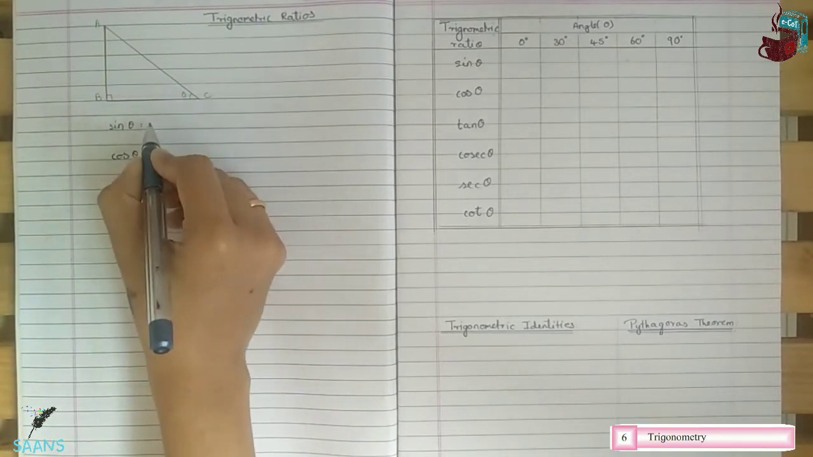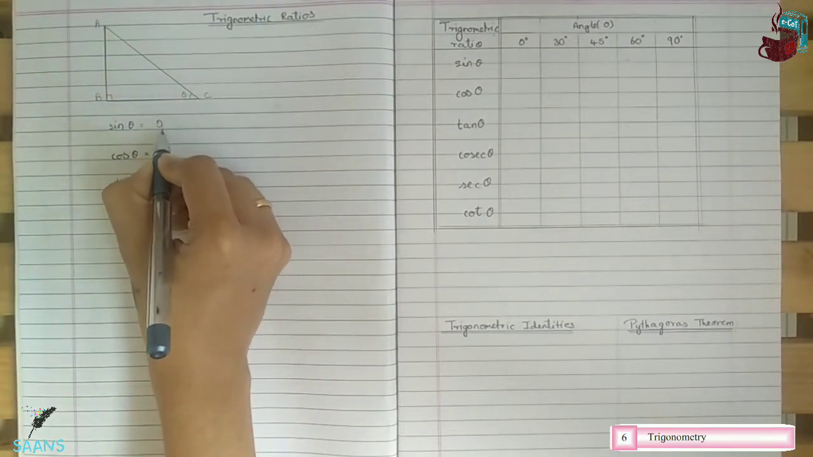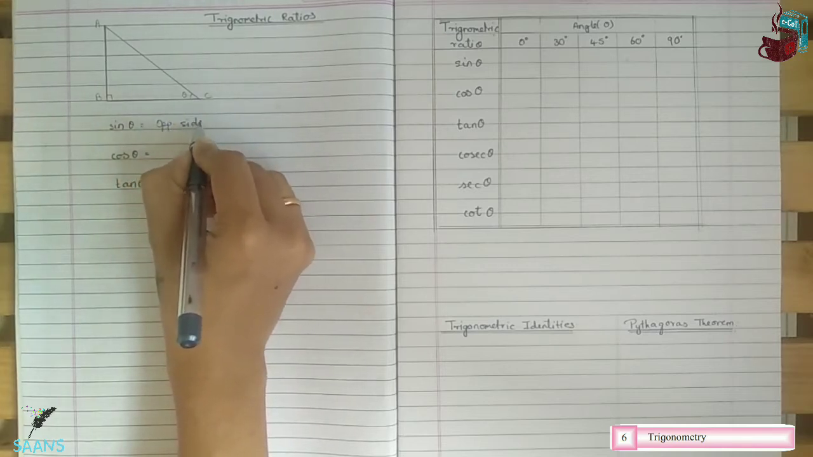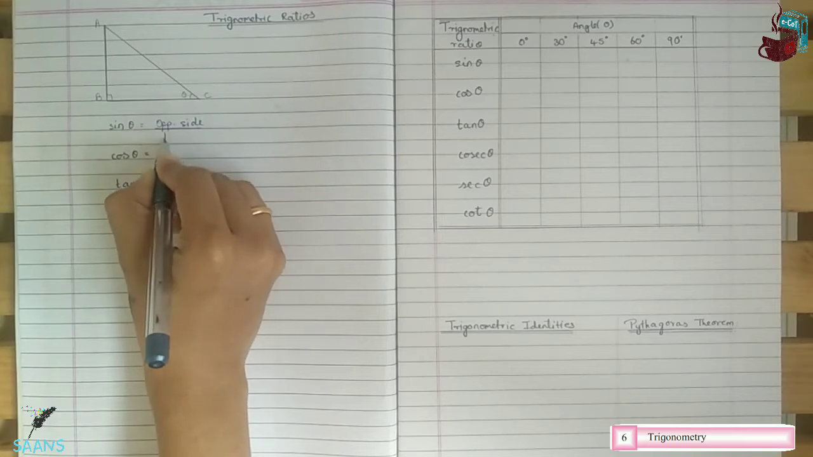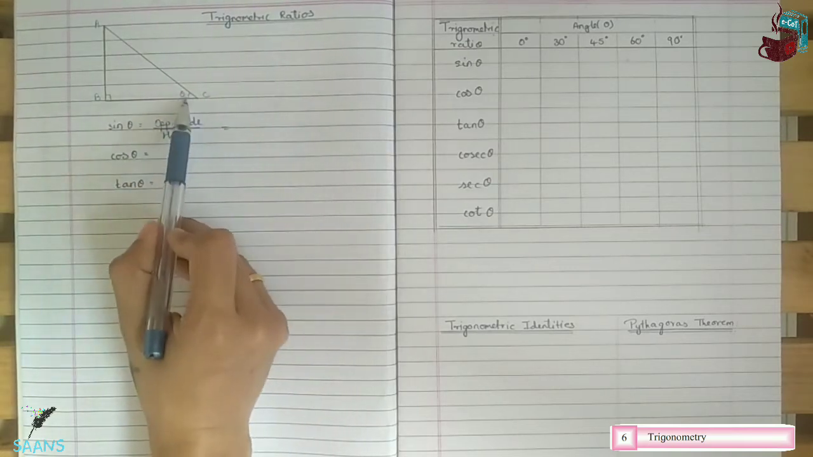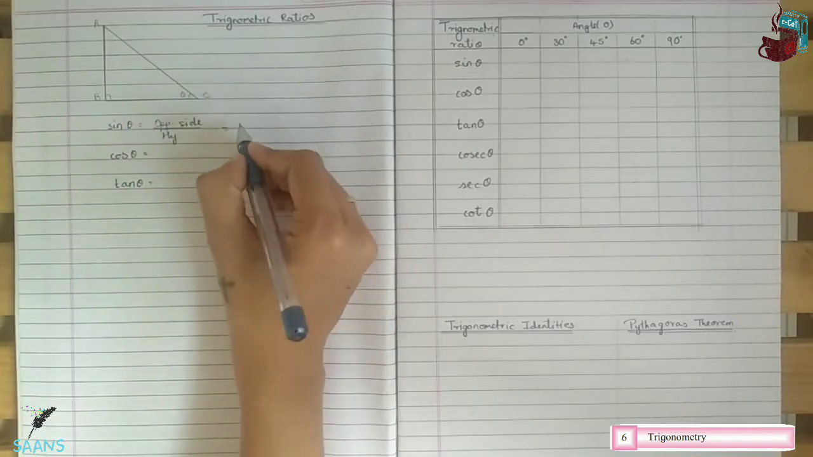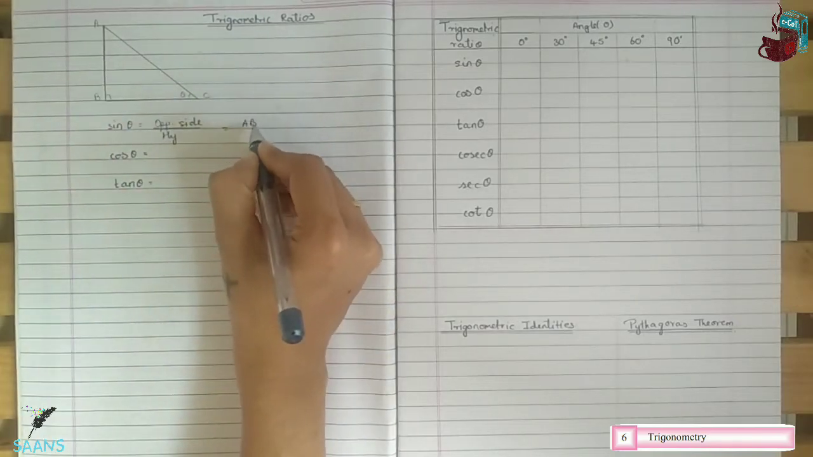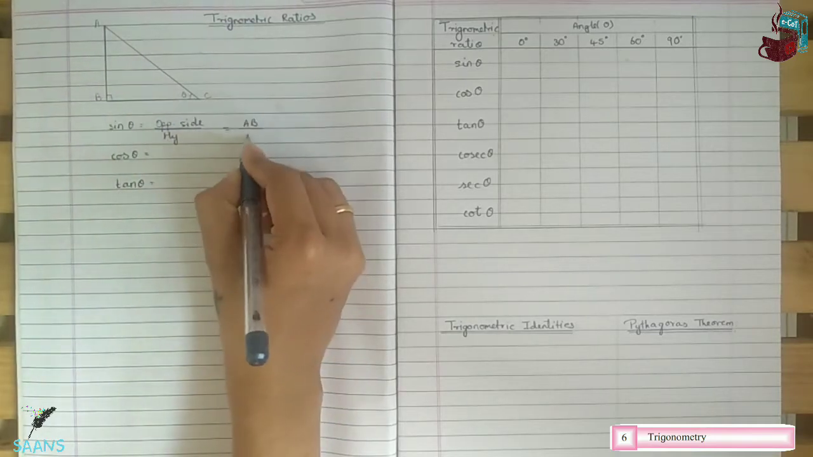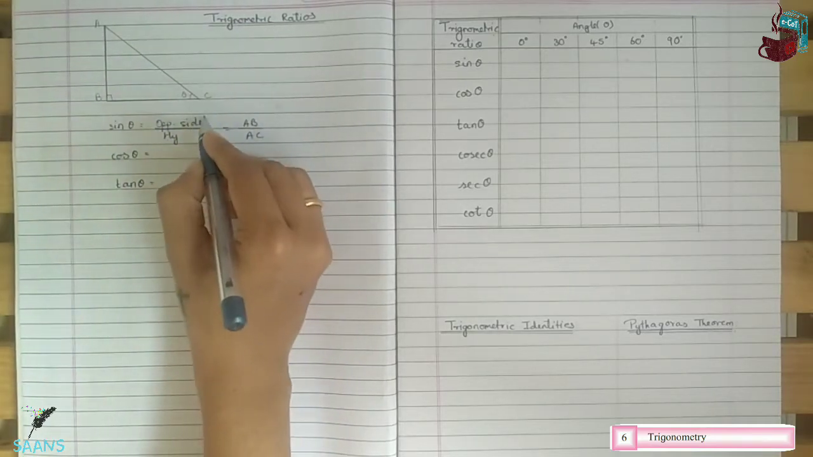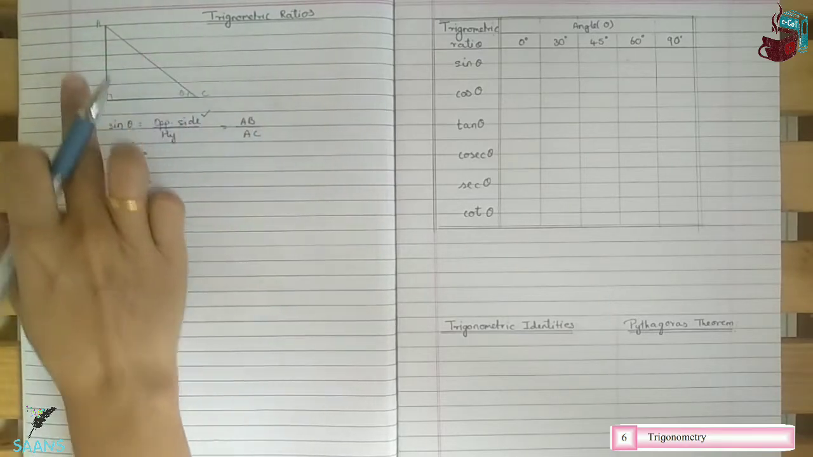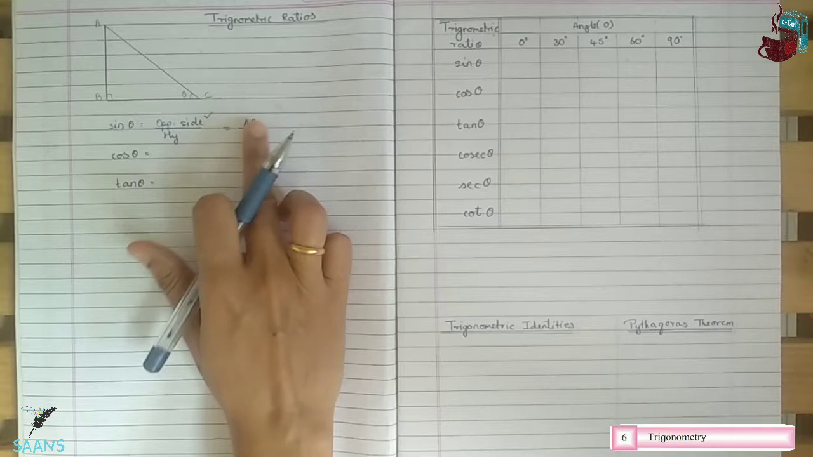Sine theta is equal to opposite side upon hypotenuse. That is nothing but, now the opposite side to theta is AB and hypotenuse is AC. So this is your formula and this is what we are going to apply. So this is the application.